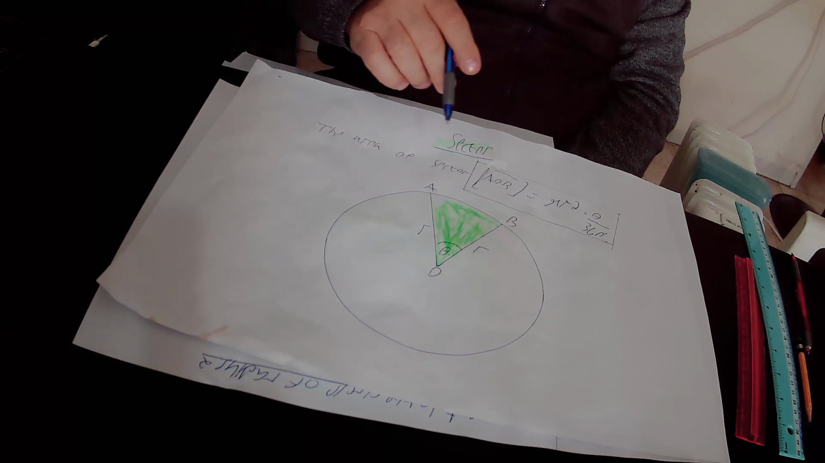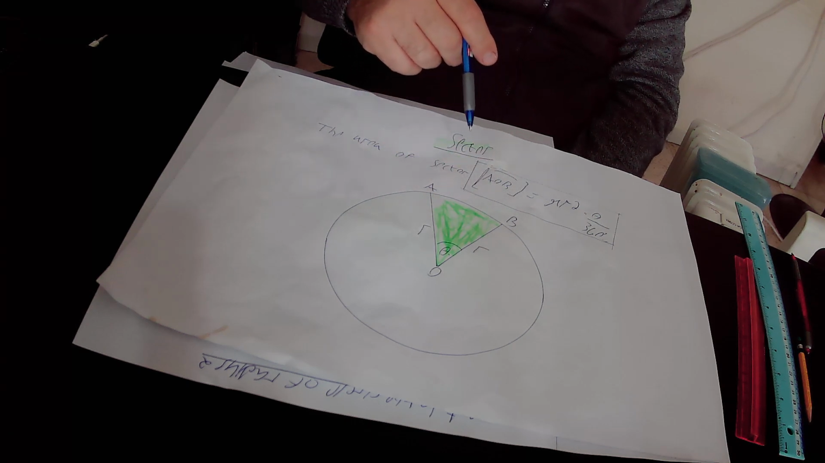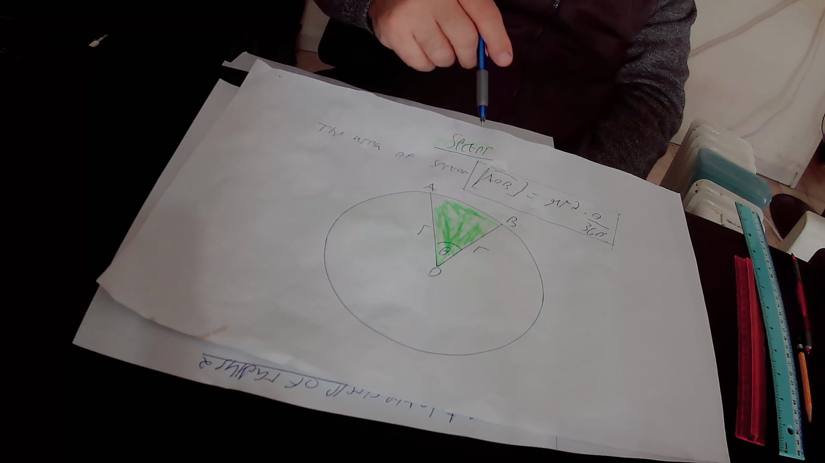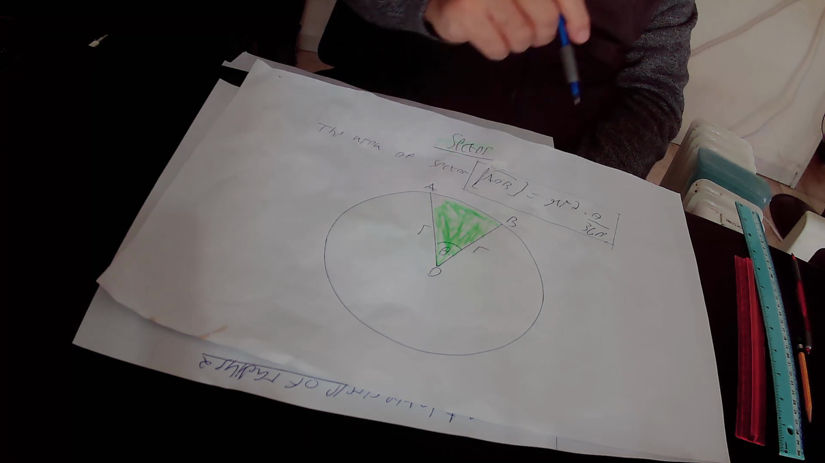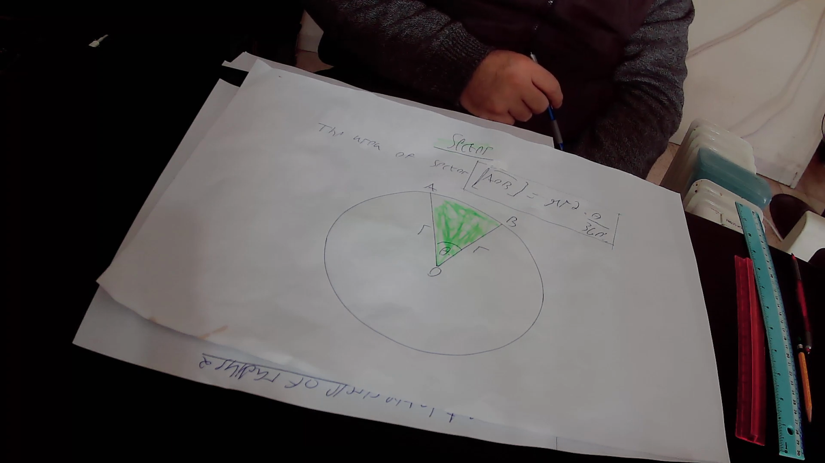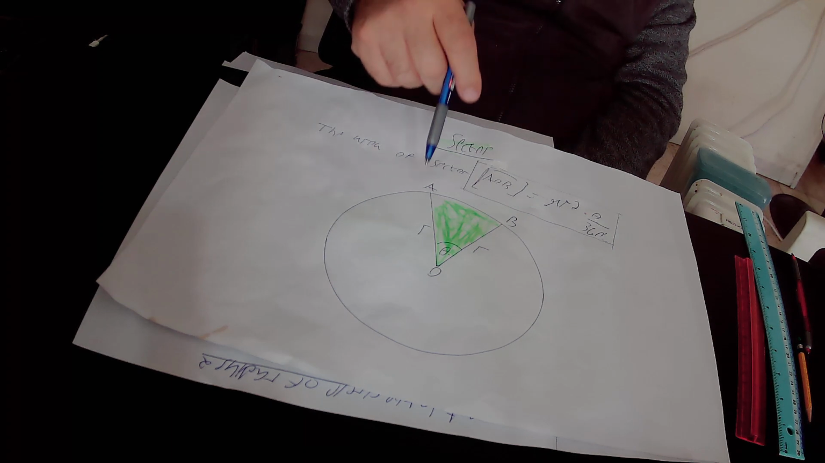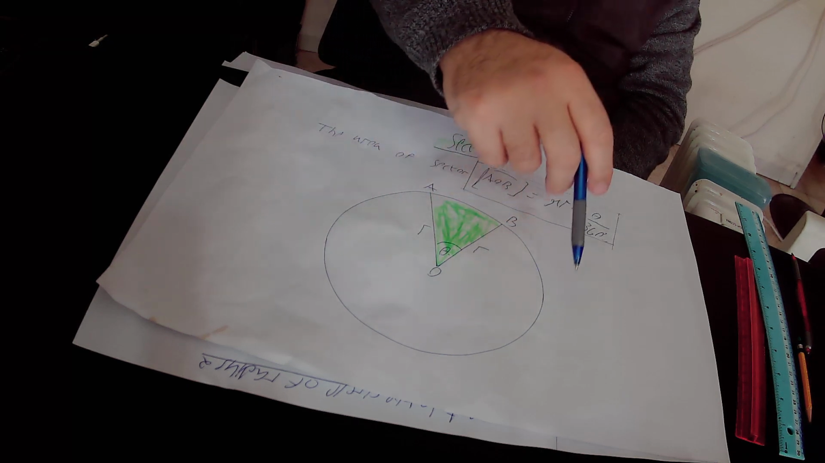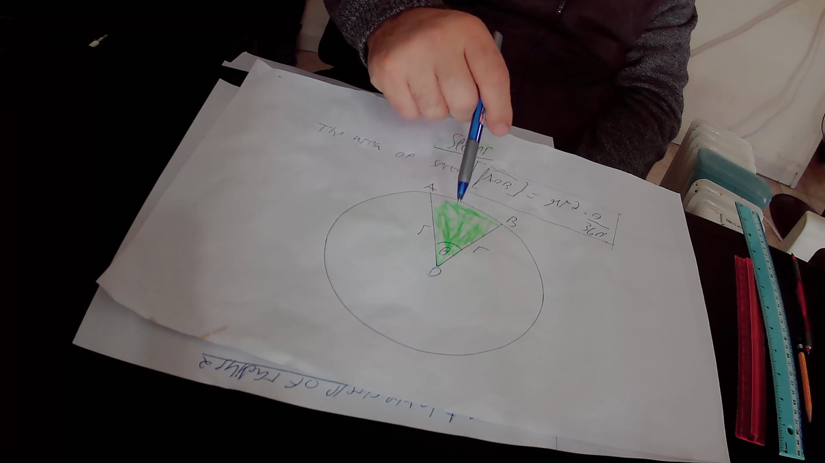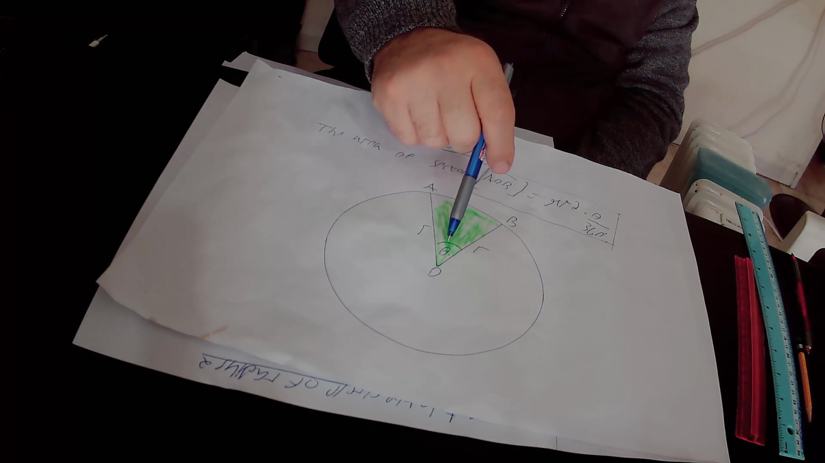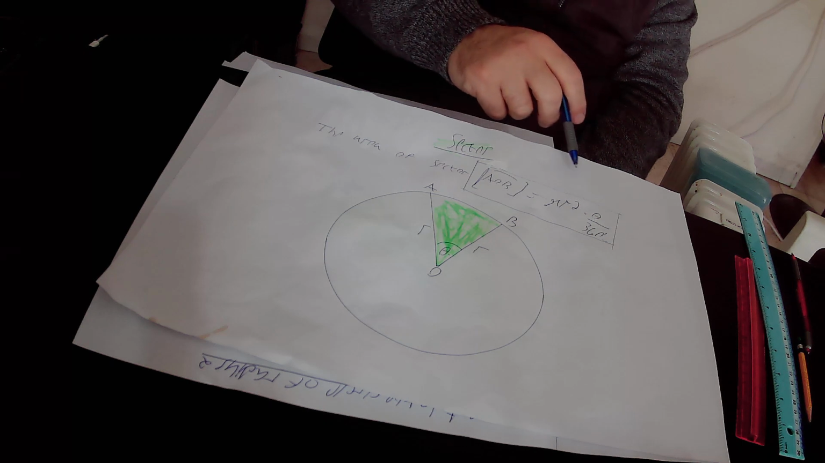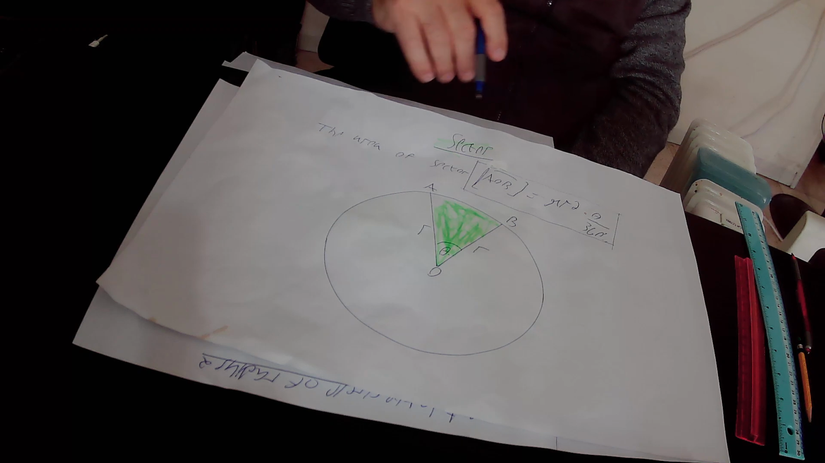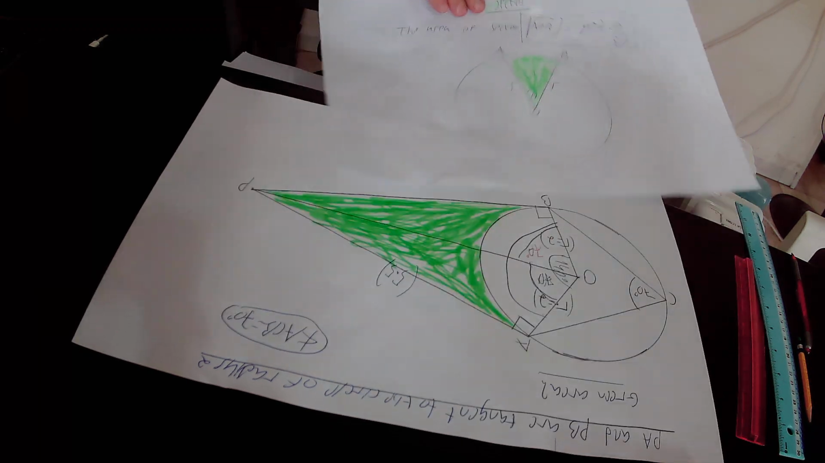And what is the area of this sector AOB? The area of sector AOB equals the area of the circle that contains the sector, that is pi r squared, times the angle between the legs of this sector, that is theta, over 360 degrees. Repeat again, the area of sector AOB equals pi r squared, the area of the circle that contains the sector, times theta over 360 degrees. So pi r squared times theta over 360 degrees is the area of this sector, sector AOB. Okay.